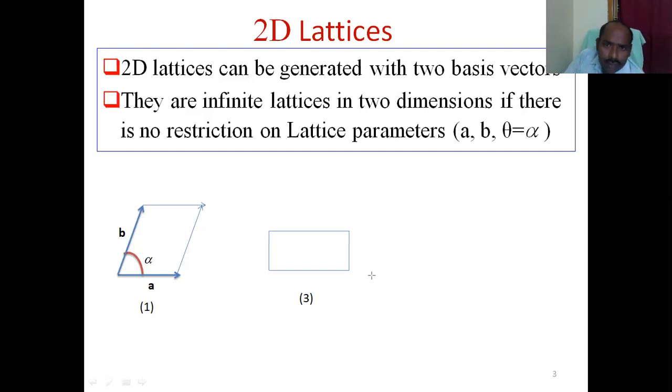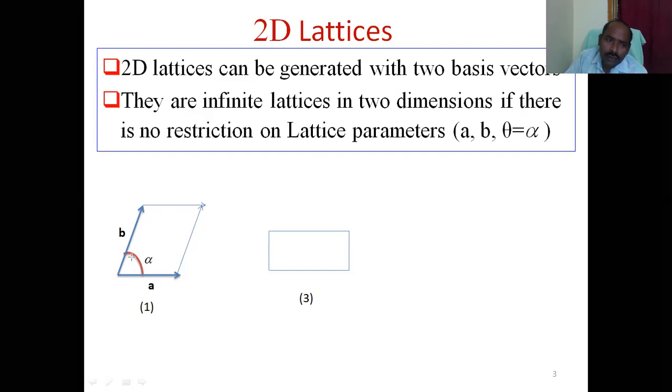So for that reason, we are imposing conditions on the lattice parameters. The conditions on the lattice parameters give us different lattices, or different geometrical shapes. So if I keep the condition, any two sides, that means opposite sides, are equal.